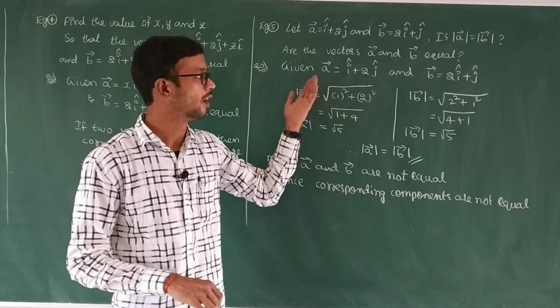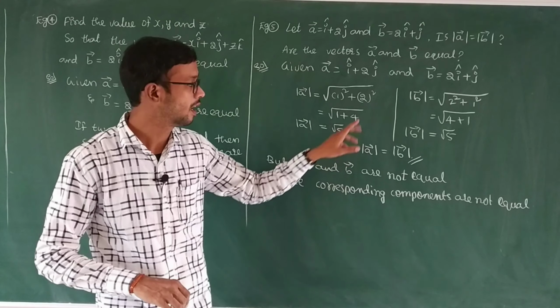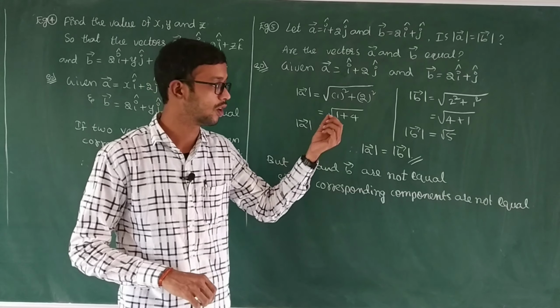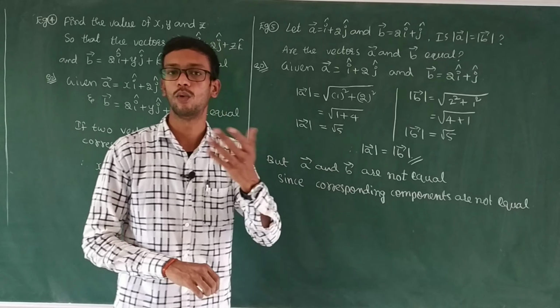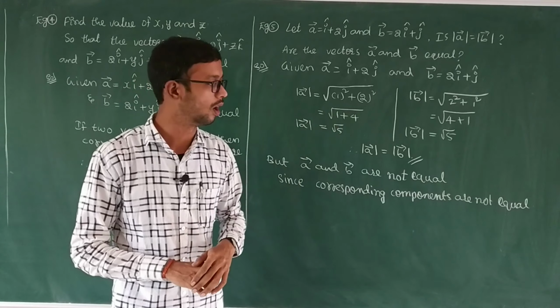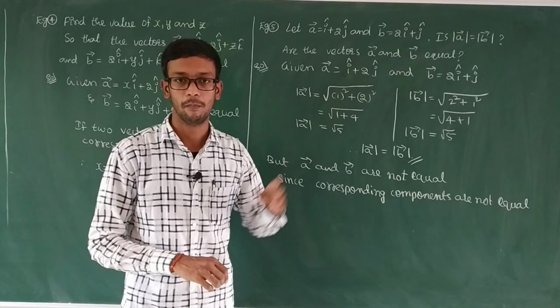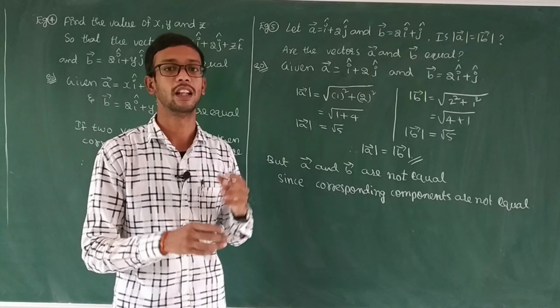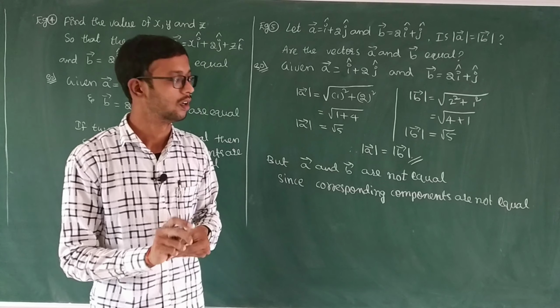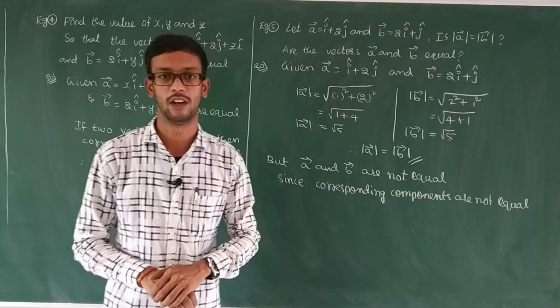So that's why the two vectors are not equal, but the magnitude of the vectors is the same. Magnitude of the vectors is the same, but the two vectors are not equal. We can conclude by this example: if the magnitude is the same, then the vectors are equal; that is a wrong statement. So by this example, we can conclude that.